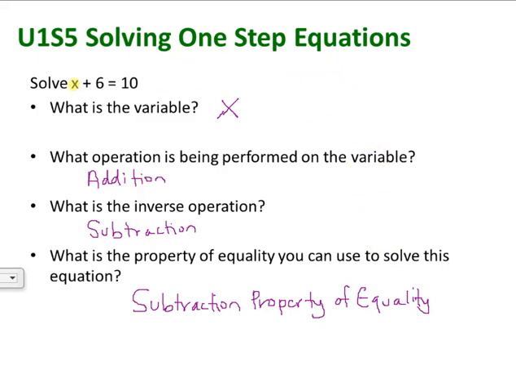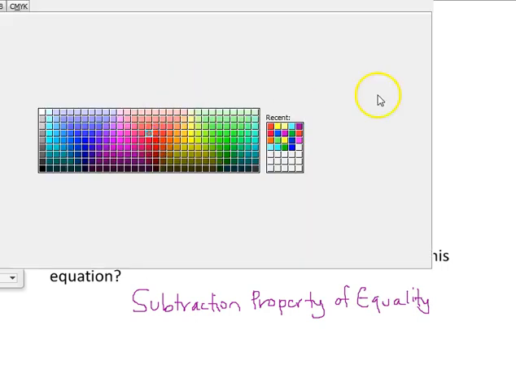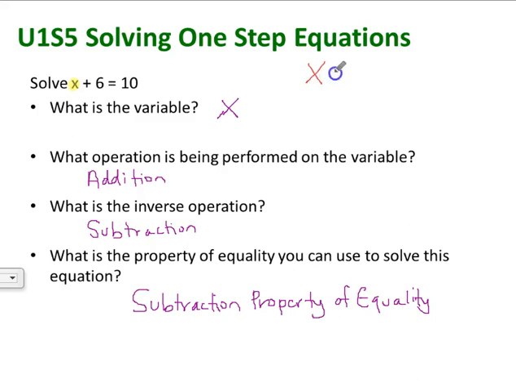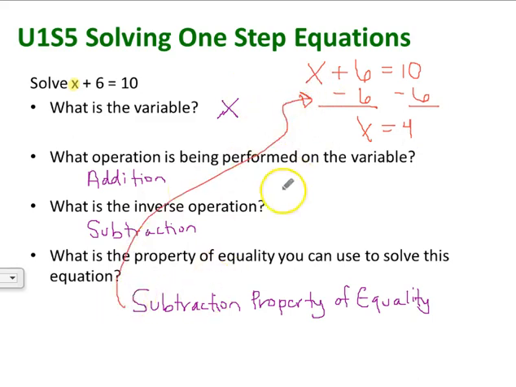So let's look at that up here. Let's see that being done. We've got our equation x plus 6 equals 10. To solve for x, it's being added to right now, so the opposite of adding is subtracting. So we would subtract 6 from each side to solve, and we would get x equals 4. And we used the subtraction property of equality right here in this step to solve for x.